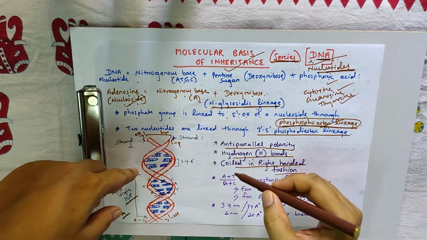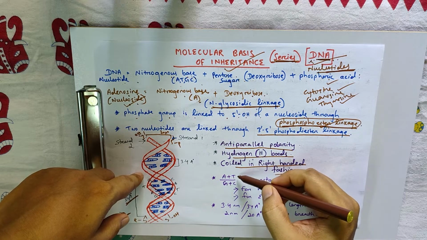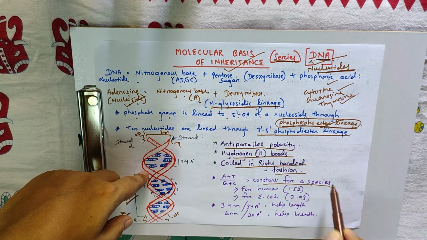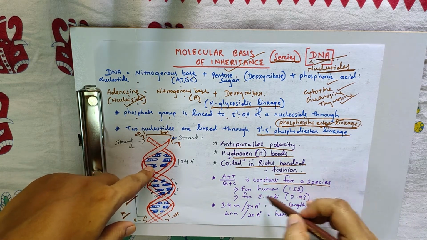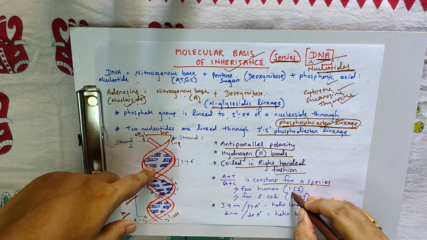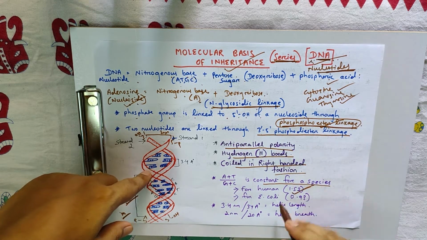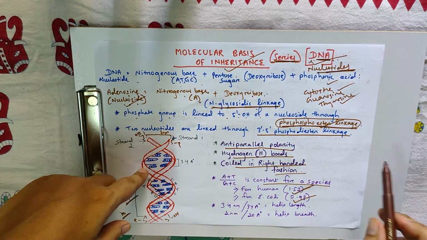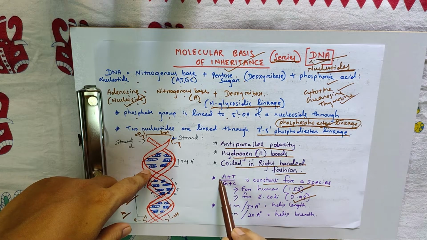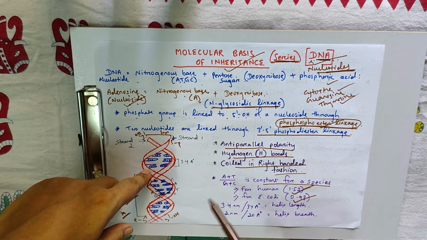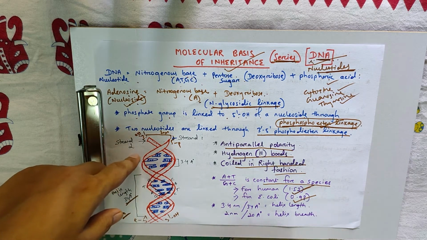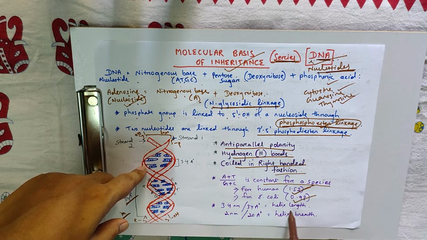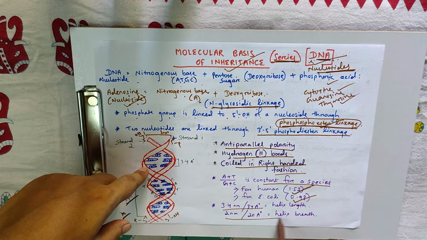In DNA, the ratio between A plus T and G plus C is constant for a species. In human, the ratio is 1.52. In E. coli, it is 0.93. That means in human, A plus T is comparatively larger than G plus C. This is the helix length and this is the diameter.